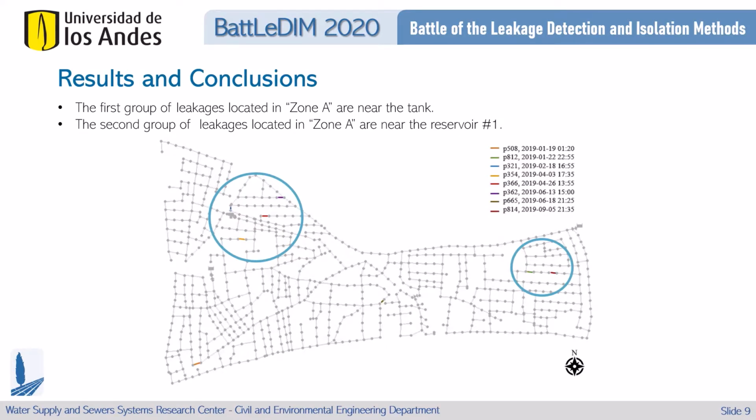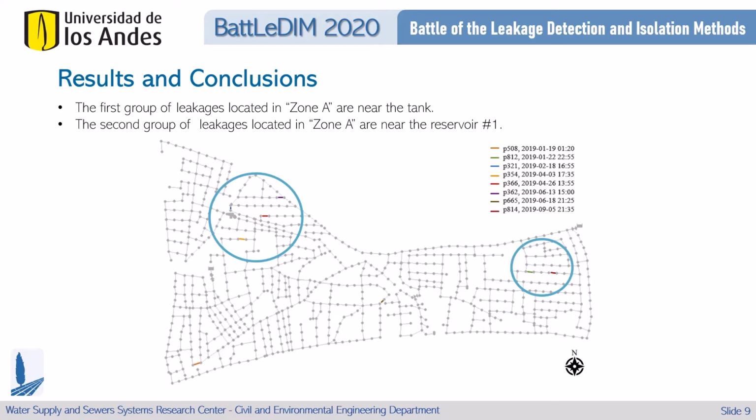The following figure shows the leakages identified for 2019. After analyzing the results, it is concluded that the leakages detected in Zone A are mostly concentrated in two groups. The first group is located near the tank that supplies Zone C, northwest of the network, for the period between April and June. The above indicates a correlation between the leakage and the time of installation of the pipes. Additionally, the concentration of leakage reflects a significant deterioration in the sector.